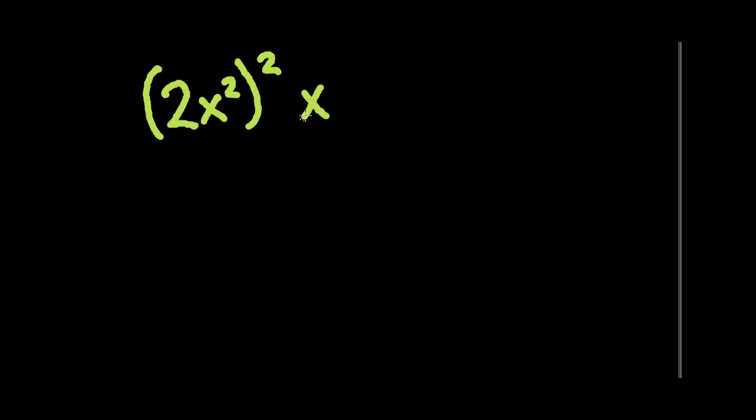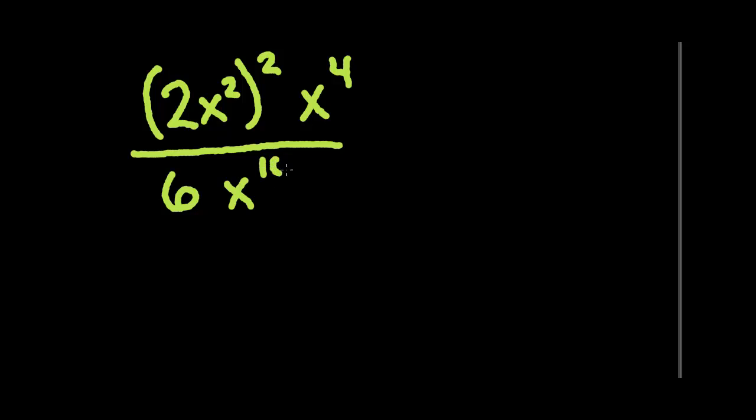So let's do 2x squared, x to the 4th, over 6x to the 10th. And let's see what that simplifies to.